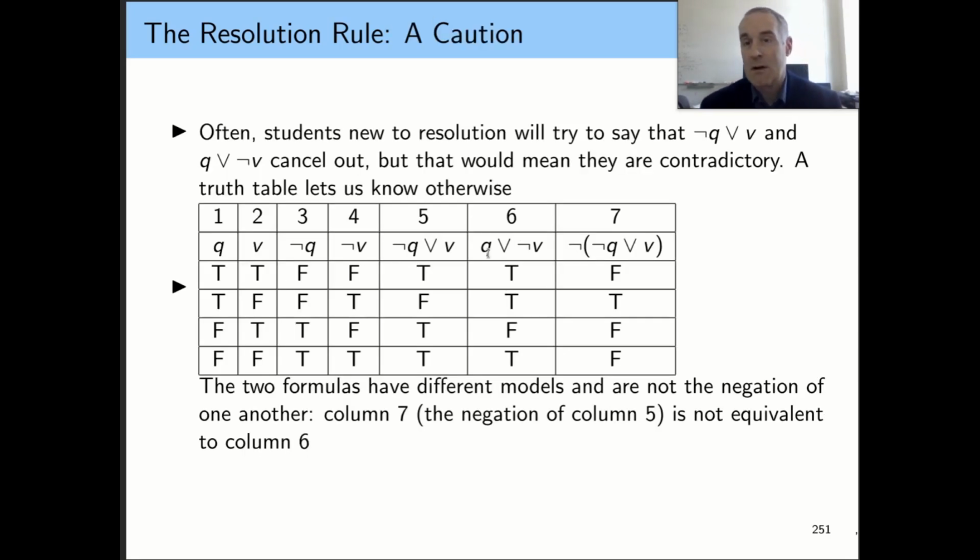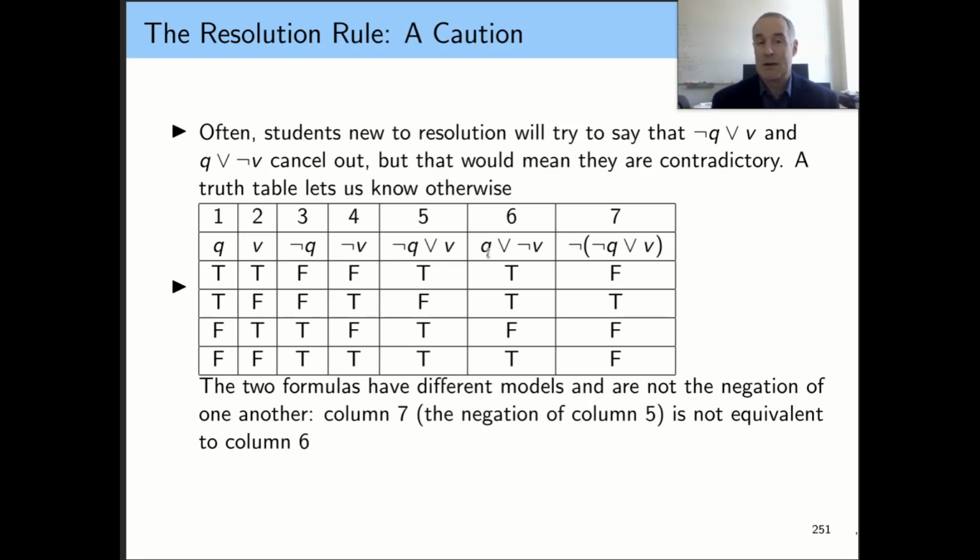Why doesn't it work to resolve away both of those opposite atoms at the same time? Well, let's look at a truth table and try to prove this. If we were to allow these two clauses to cancel out, not Q or V and Q or not V, we'd be saying that they're contradictory, right? That's what happens when we get P and not P at the end of a resolution. They cancel out, and we derive false from that. We derive a contradiction because P and not P are contradictory. Well, if we were to cancel out not Q or V and Q or not V, we'd be saying the same thing, that they are opposites, that they cancel out.